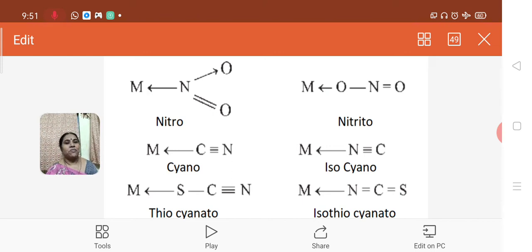Another example of ambidentate ligands is the cyanide, CN- ion. If it ligates with the central metal ion through carbon, it is called cyano. And if it ligates through the nitrogen atom, it is called isocyano.